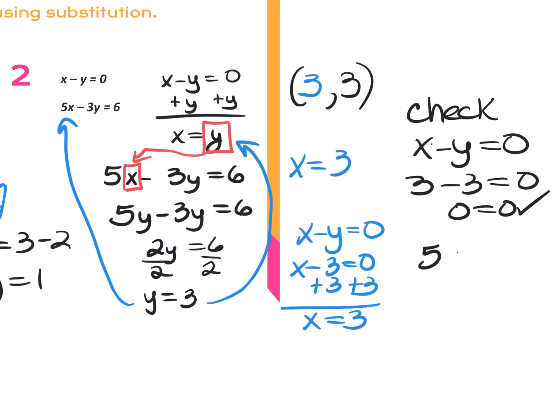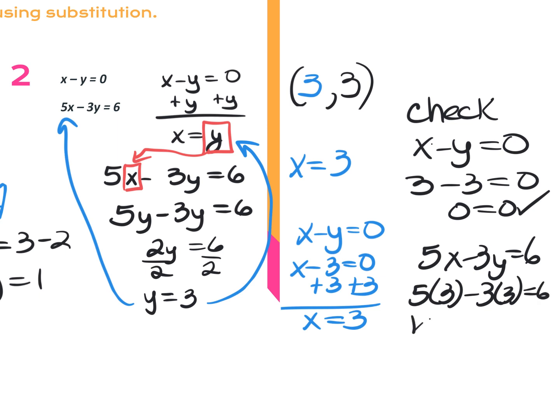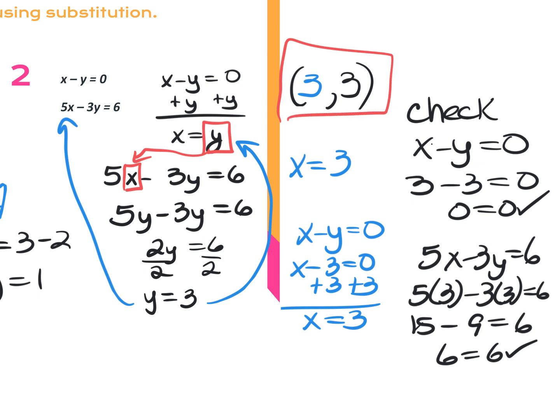And then if I take my second equation, and again, plug in 3 for both x and y, and then follow my order of operations, multiply, and then subtract, I did get 6 equals 6. So the ordered pair (3, 3) is the solution for that system.